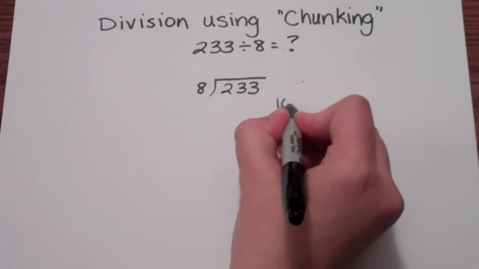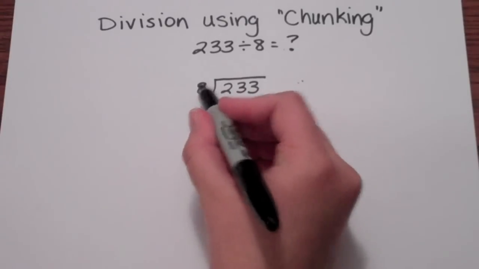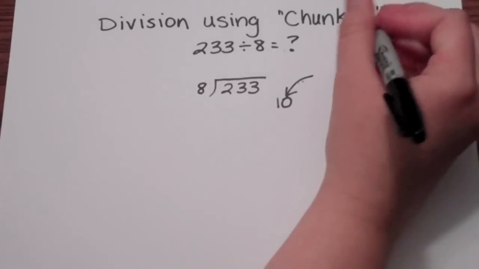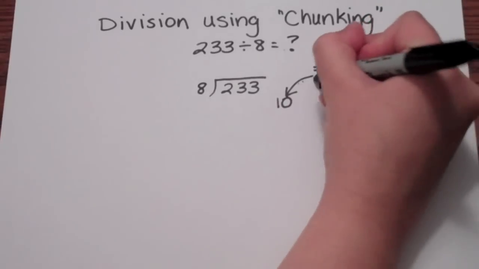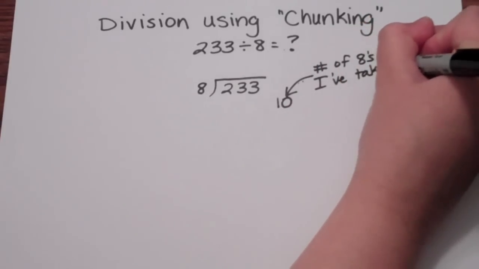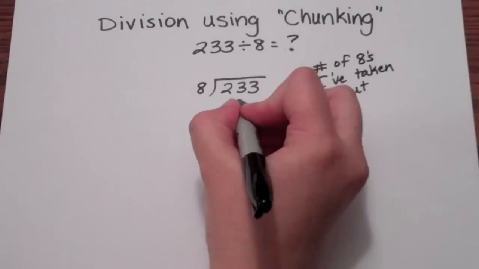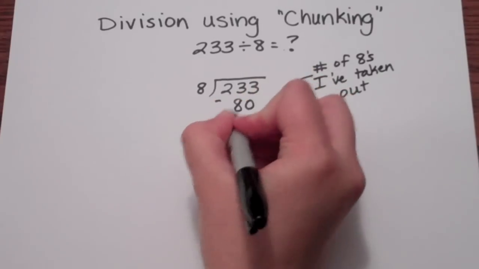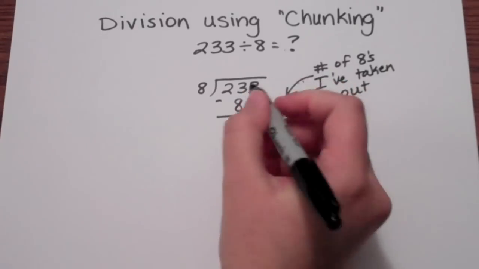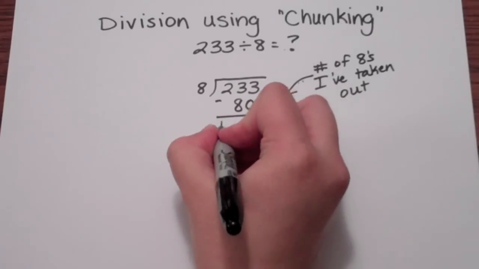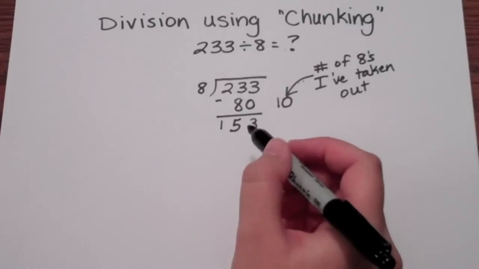I'm going to record my 10 here on the side to remind myself I've taken out 10 eighths. So over here on the side, these are the number of eighths I've taken out. So far, I've taken out a chunk of 10 eighths. 8 times 10 is 80. If I took out 80, how much of my dividend do I have left? Well, 3 minus 0 is 3. 23 minus 8 is 15. I now have 153 of my original dividend left.